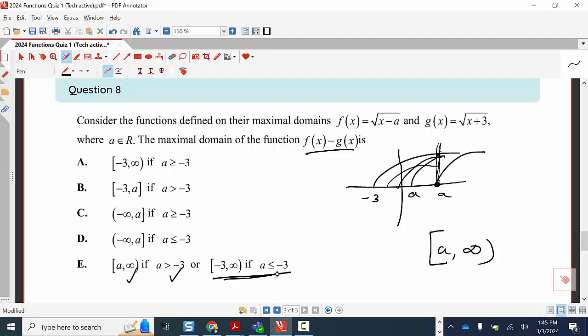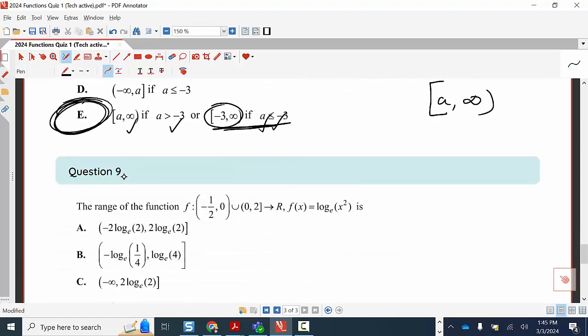Now this is also going to be true, because if we move the a value down, if a is less than or equal to -3, the domain is going to be -3 to positive infinity, because again we've got -3 and we've got the function. So we can add them together there. So it's going to be this part as well. So here is our correct answer, E.